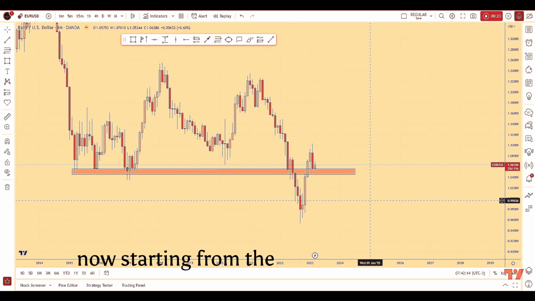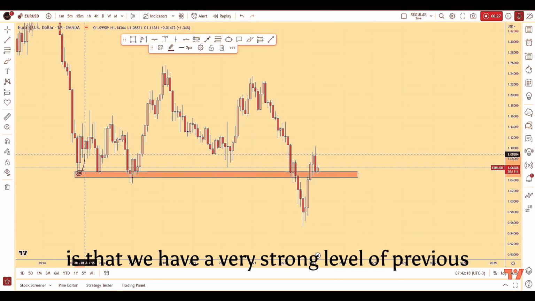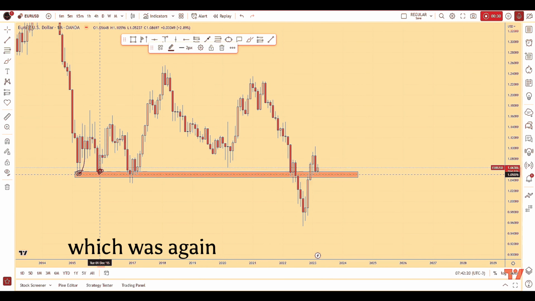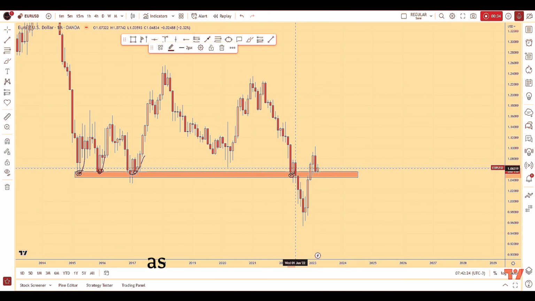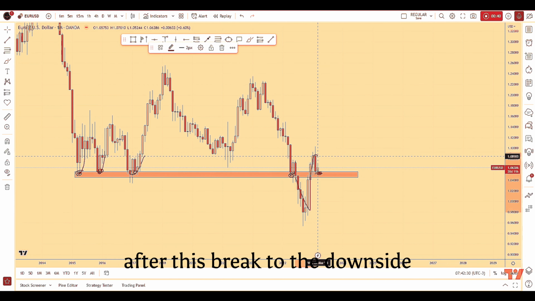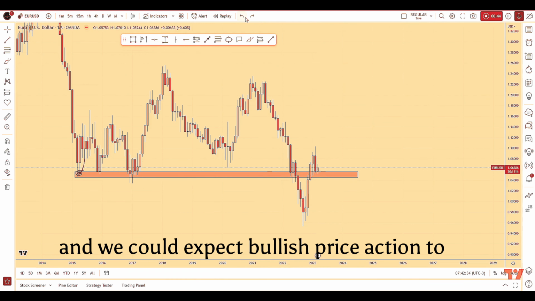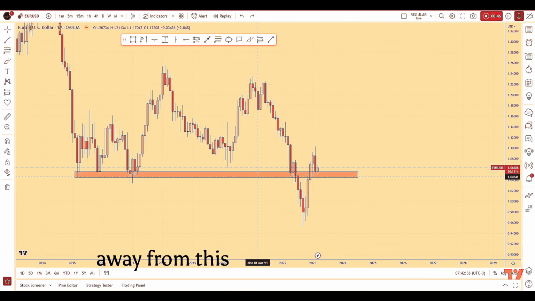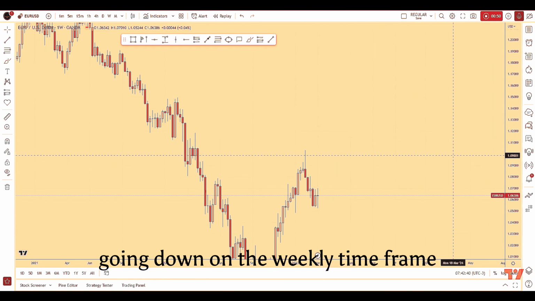Now, starting from the monthly time frame, what we can see is that we have a very strong level of previous monthly support, which acted as support one last time here. And at the moment, as the market is testing it after this break to the downside, it is once again acting as support, and we could expect bullish price action to be created away from this historical support area. Going down on the weekly time frame, what do we have?